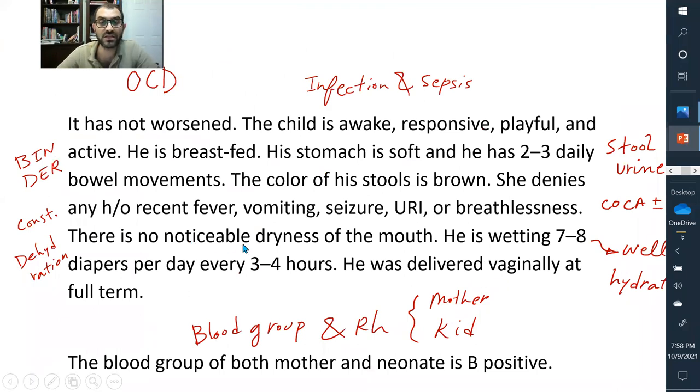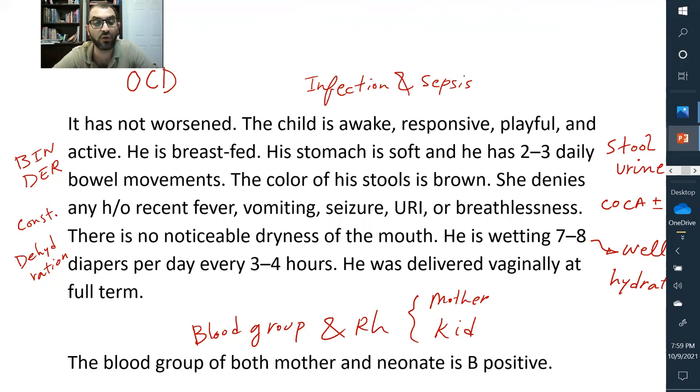Okay, there is no noticeable dryness of the mouth. We are looking for dehydration symptoms. He is wetting 7 to 8 diapers per day, every 3 to 4 hours. The best index showing the neonate is hydrated enough or not is the amount of urination. Well hydrated. He was delivered vaginally at full term, okay?